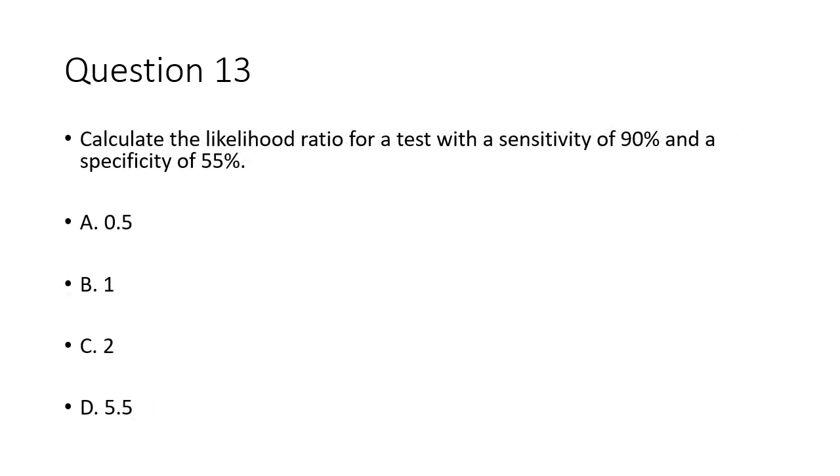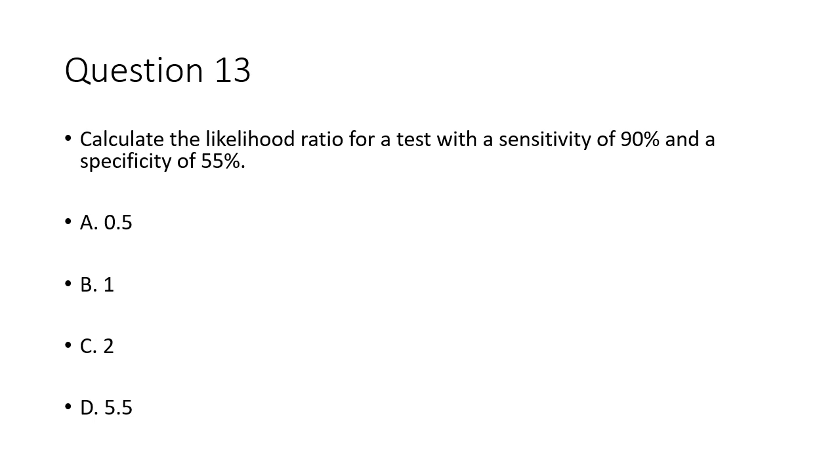For question 13, calculate the likelihood ratio for tests with a sensitivity of 90% and a specificity of 55%. Now again, am I going to have you calculate this on a test specifically? No. But what I would like you to at least have an idea of is how we actually get to those likelihood ratios. What are the things that go into it? What can they tell us about the different tests, right? So we have A, 0.5, B, 1, C, 2, or D, 5.5. The answer here is actually C, 2.